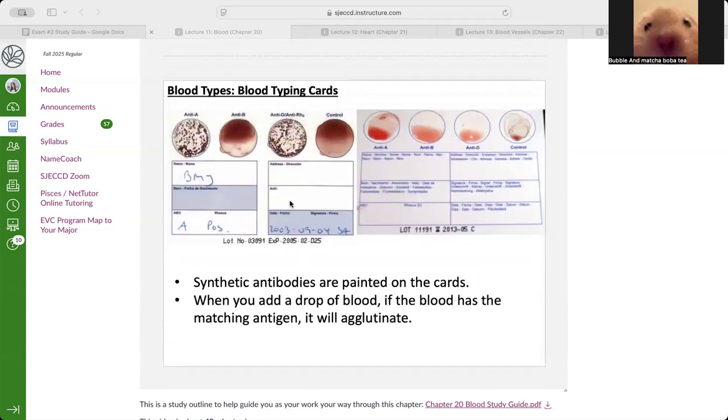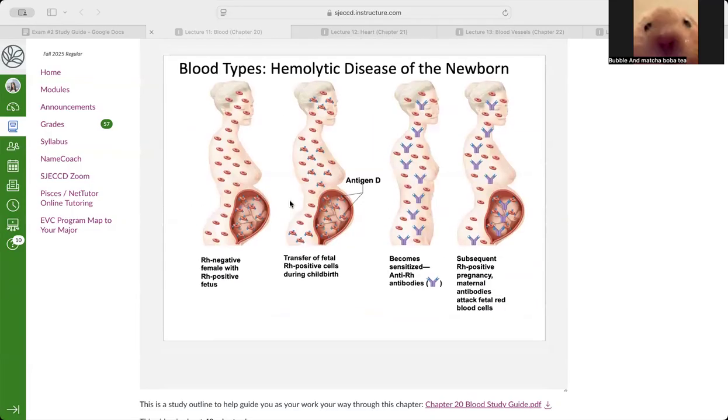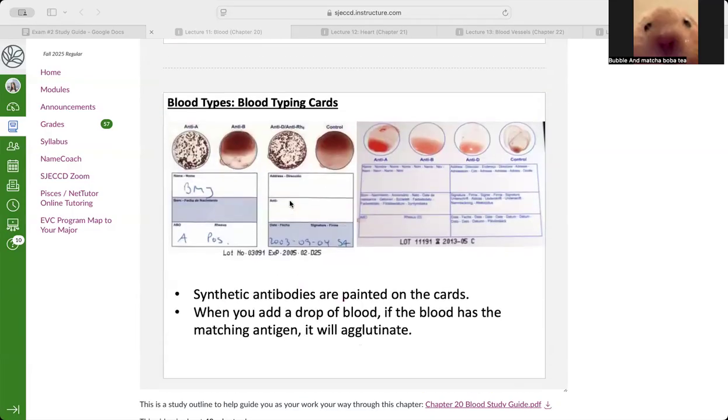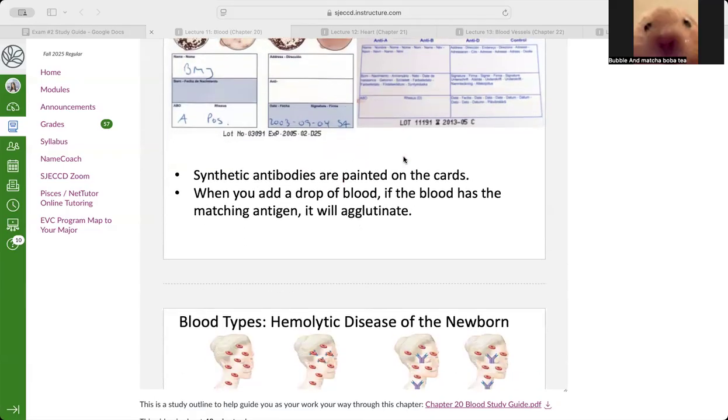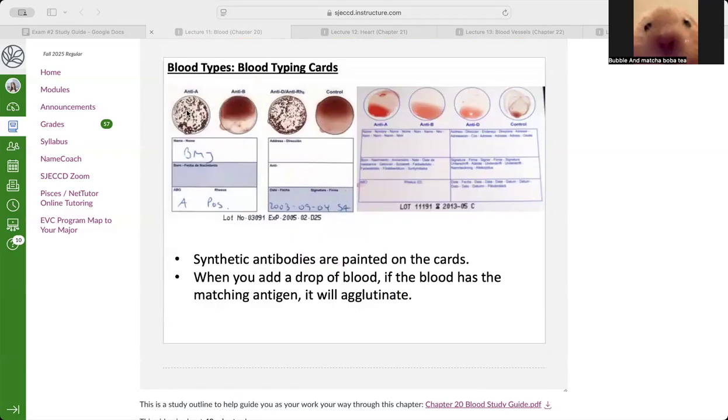So basically, with blood typing cards, in order to figure this out, it's pretty simple. I look at anti-A, I look at anti-D. Anti-D means Rh, Rh means positive or negative. This person has clumping on A and D, so A positive. And that's why it's coagulating. You drop the blood in, it starts clumping because they're like, hey, buddy.